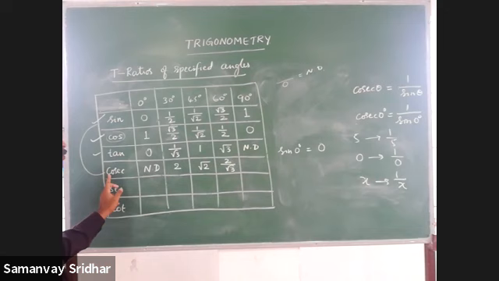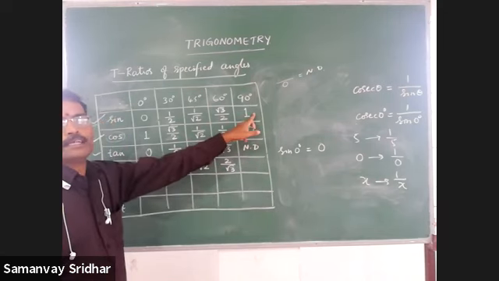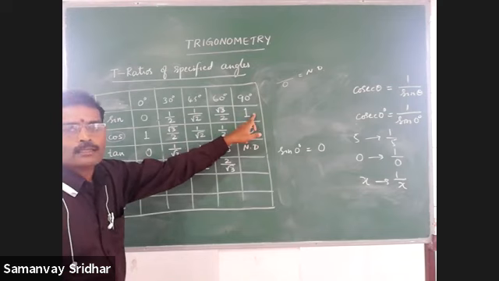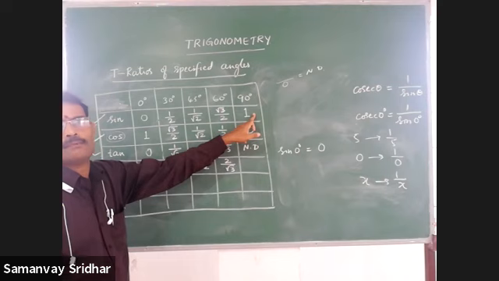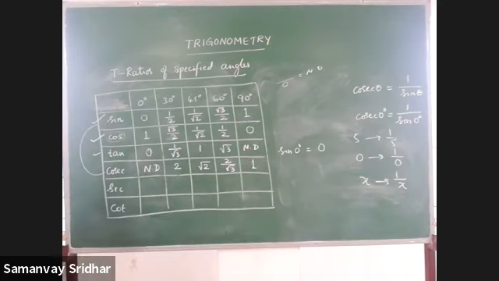Yes. Cosecant 90 degree is the reciprocal of sin 90 degree. The reciprocal of 1 is 1 itself. So therefore, that is 1. We got this cosec value. Simple. Very simple. You got this?